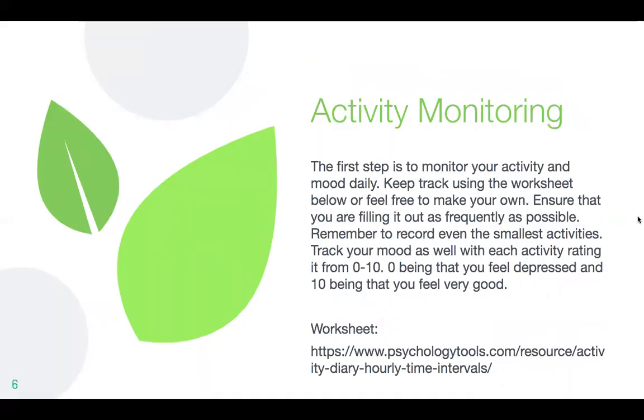The first step is to monitor your activity and mood daily. Keep track using the worksheet below, or feel free to make your own. Below I've linked it there that you can print out, or again, write one for yourself. Ensure that you are filling it out as frequently as possible. Remember to record even the smallest activities that may not seem as important to you. Track your mood as well with each activity, rating it from 0 to 10, 0 being that you feel depressed, and 10 being that you feel very good.